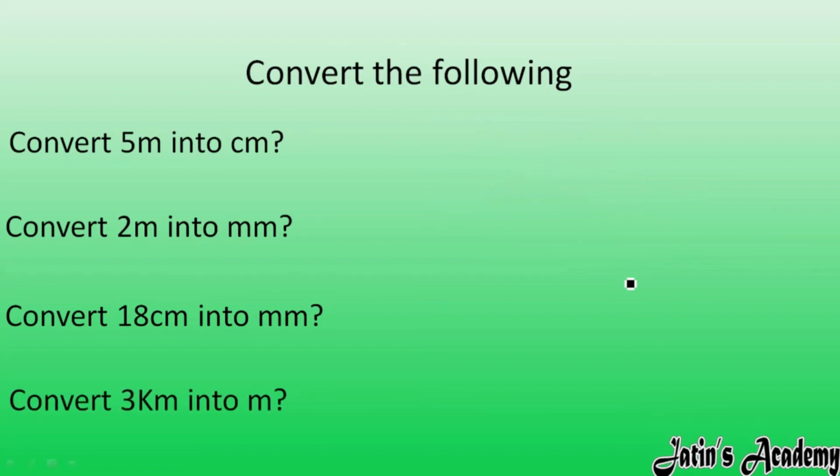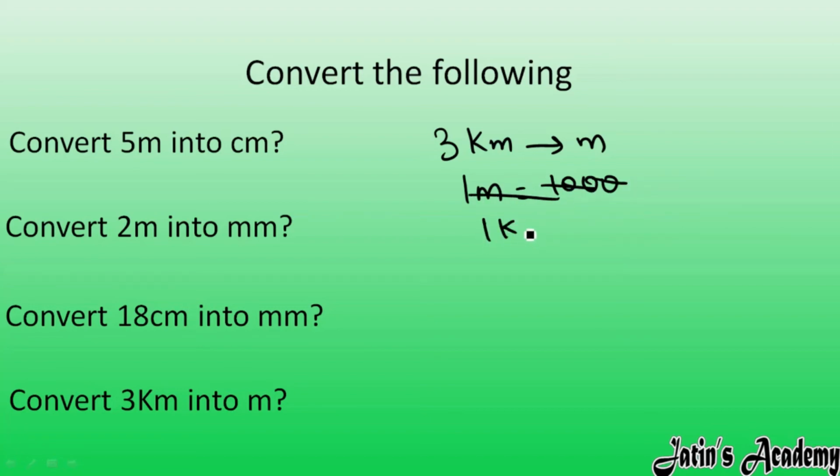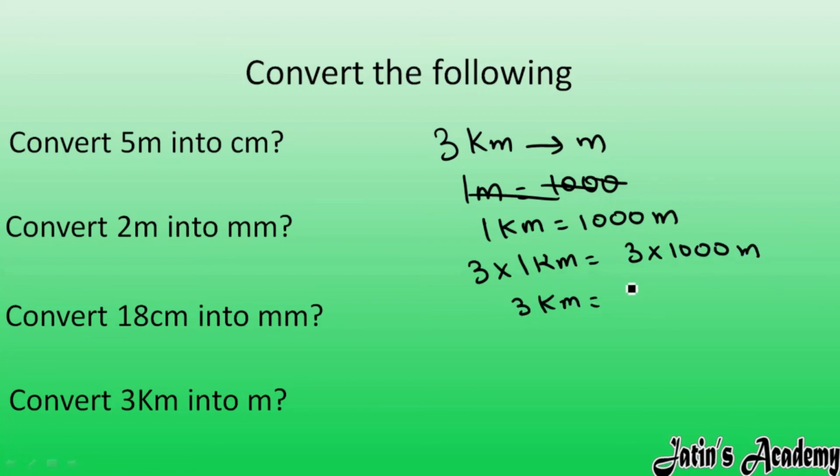Next numerical, we have to convert 3 kilometer into meter. Firstly write the relation between meter and kilometer. Here we have the relation 1 kilometer is equal to 1000 meter. Here we need 3 kilometer, so multiply 3 on both sides. What you will get as the answer? 3 kilometer is equal to 3000 meter. Like this you can solve numericals related to conversions.